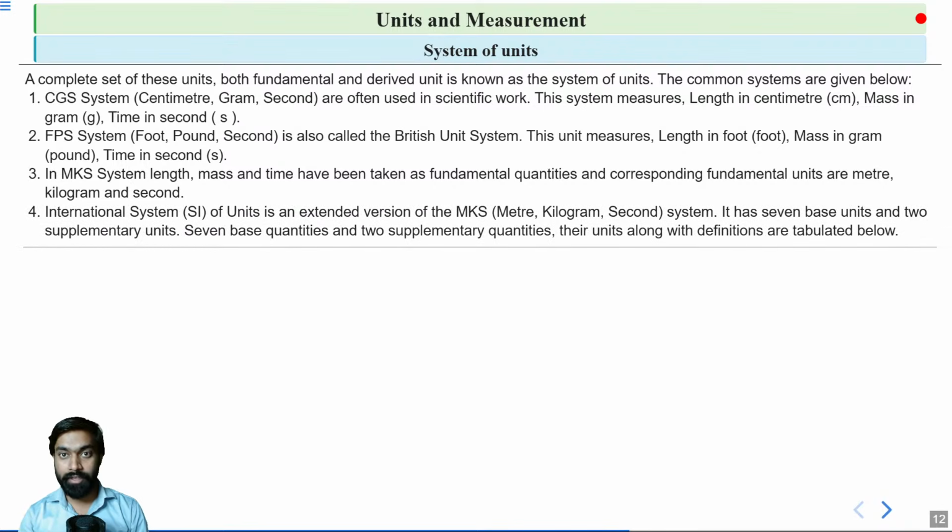And the fourth one, very important, SI units. The International System of Units is an extended version of the meter, kilogram, second, the MKS system. It includes 7 base units: meter, kilogram, second, ampere, Kelvin, mole, candela, and there are 2 more units, that is supplementary units: radian for angle and steradian for solid angle, so that scientifically it is globally accepted.